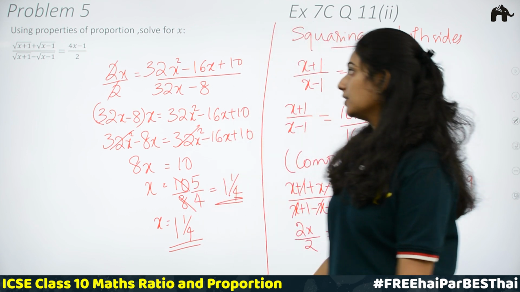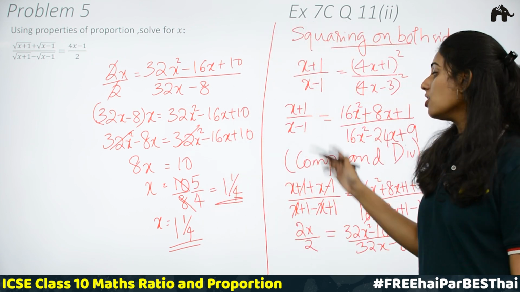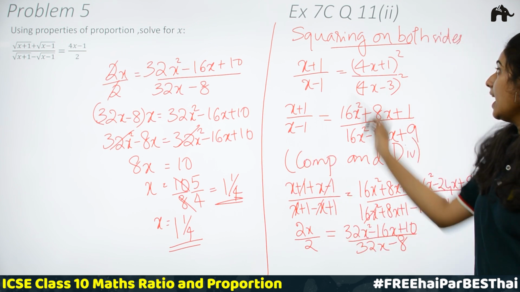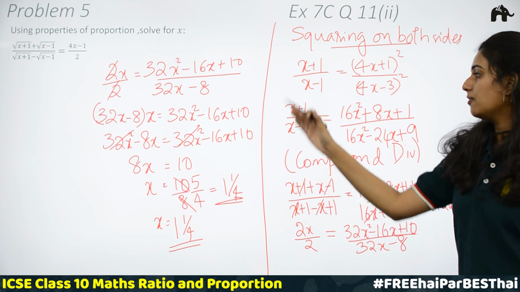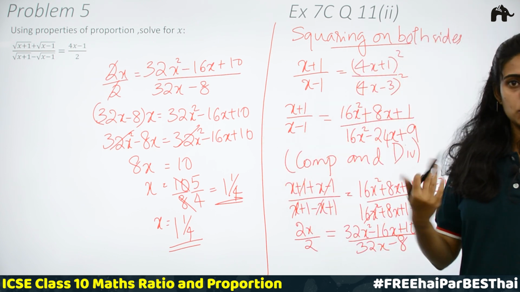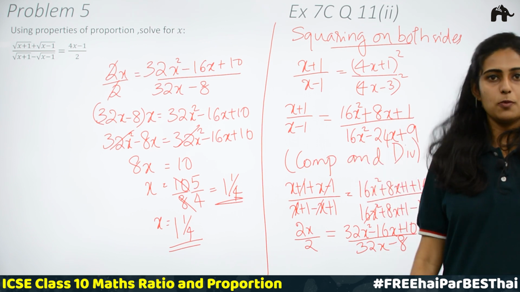Clear? Okay. We have used the property componendo and dividendo to solve this. Twice we have used this property. Okay, and squaring on both sides. Once you apply the componendo and dividendo property, after that you square on both sides. Again we apply the componendo and dividendo property.